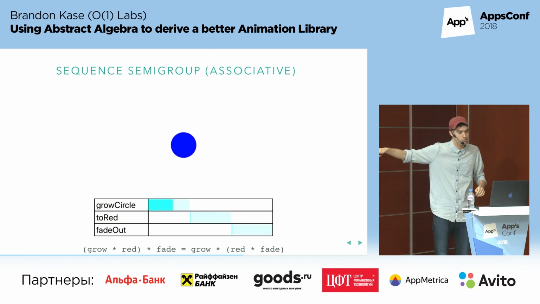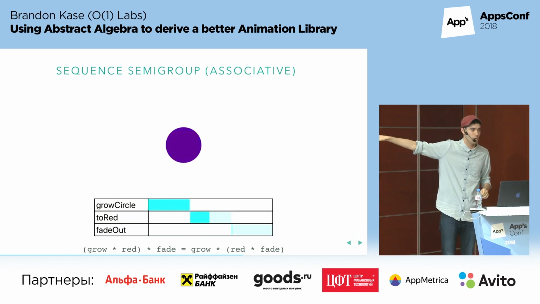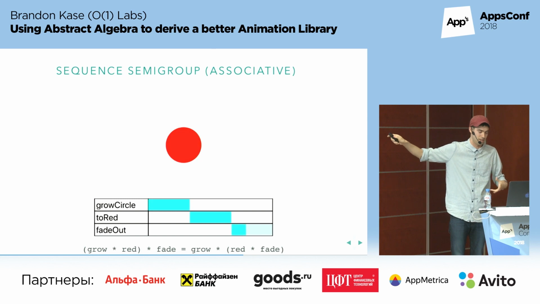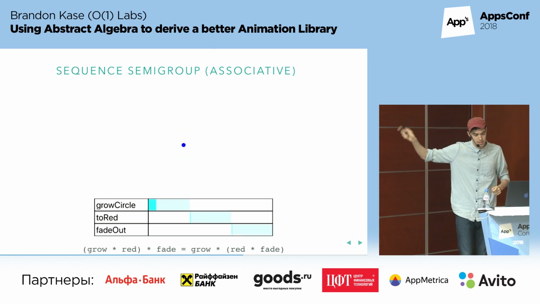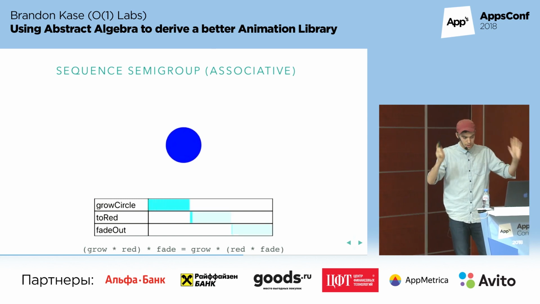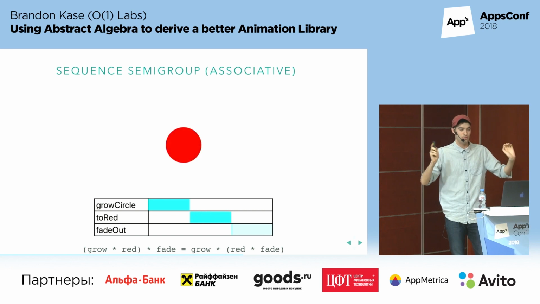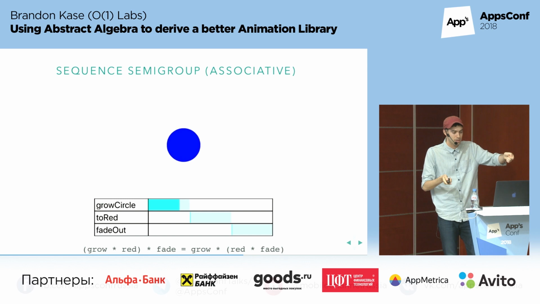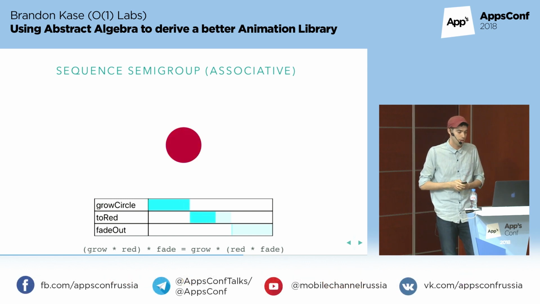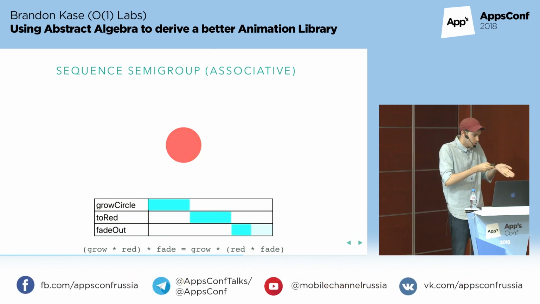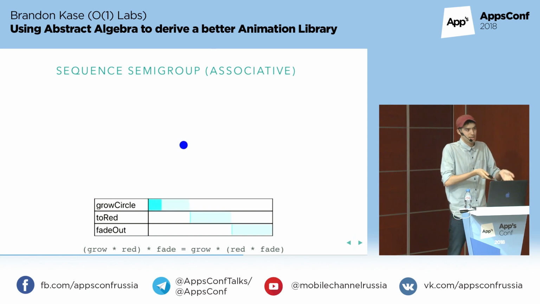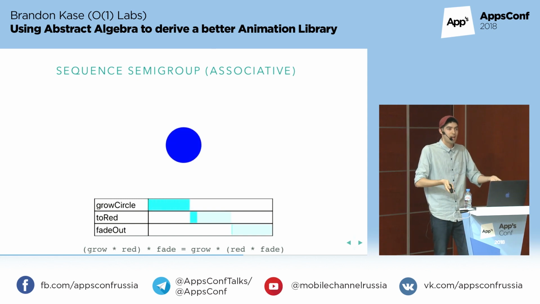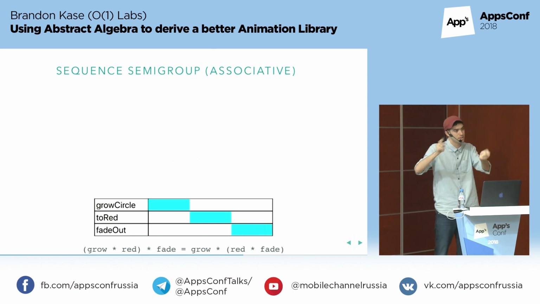So in all of these diagrams that I'm going to show, I have this equation at the bottom to sort of illustrate what I'm talking about. So in this case, we're growing a circle, we're turning it red, and then we're fading out, okay? We're doing three primitive atomic animations, and we're combining them together into one. So we have these three things. We need to run this operation twice. We have to decide how to parenthesize, basically. Like, do we parenthesize the first two or the second two?